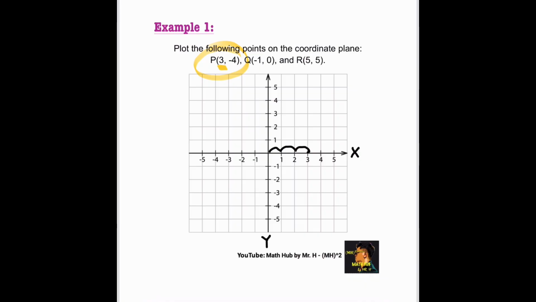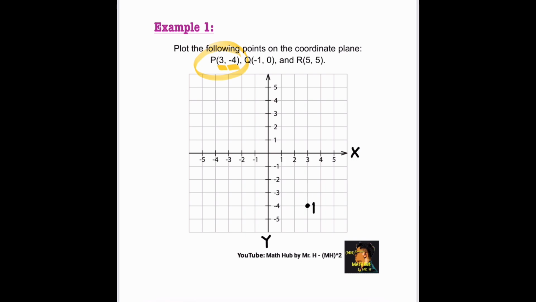The next thing you need to consider is the y-coordinate, which is -4. Since it's negative, definitely we will be going down 4 units from where we stopped. Okay, so we stopped here. Then we count 4 units: 1, 2, 3, 4. And this is where the point is.